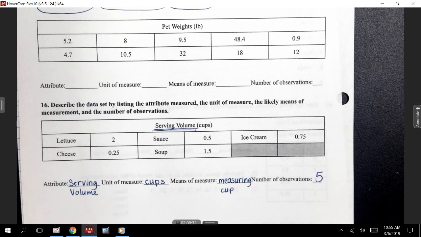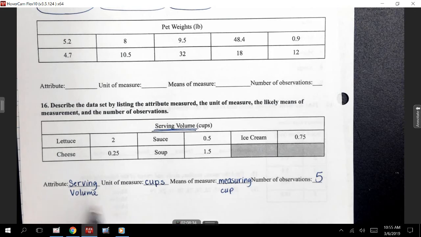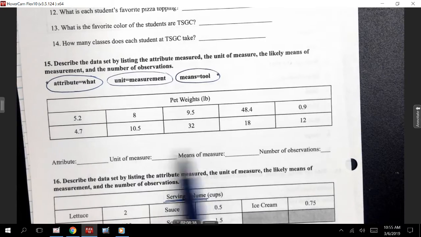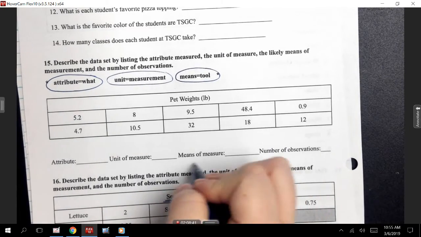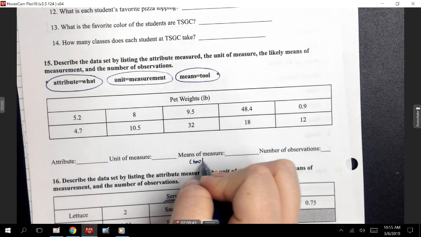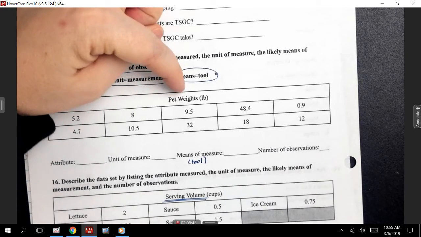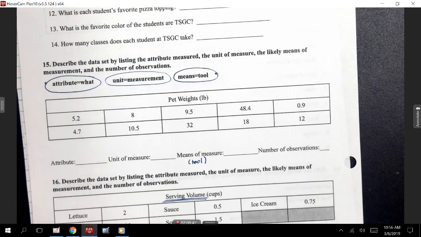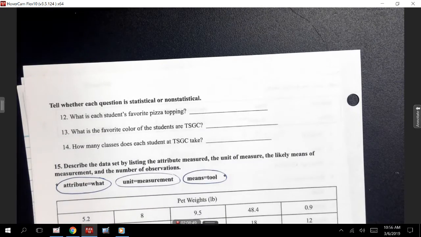All right? Okay. So, guys, since we did 16 together, you're going to try to do 15 on your own. Remember, the means of measure, that's the tool. So think about in real life, if I'm weighing something, what would I use, okay? I'll let you look at it in just a minute, okay? That's why we did it together, okay?